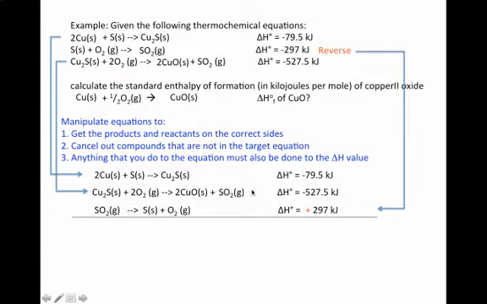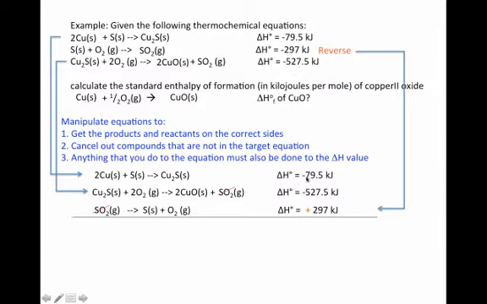So let's see what happens. I put these two on opposite sides, so I reverse this equation, and also when I reverse equations I have to do everything I have done to the delta H, so that's that third strategy. So it was reversed up here, and so the sign of the delta H is also reversed. Okay, so I did that to cancel out the SO2s.